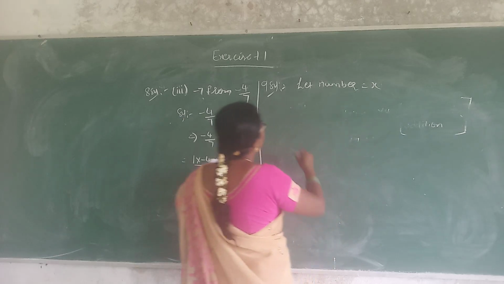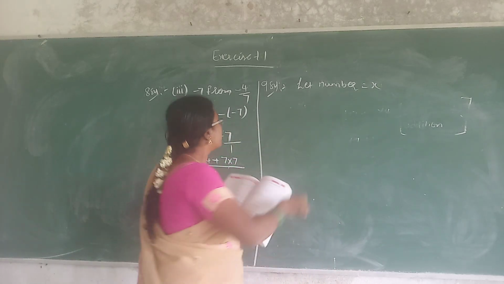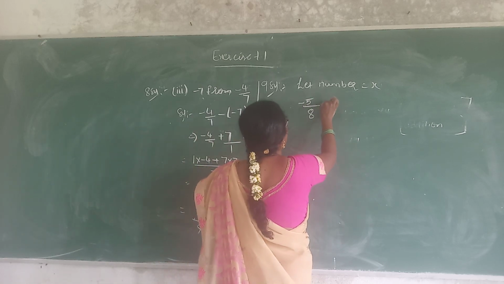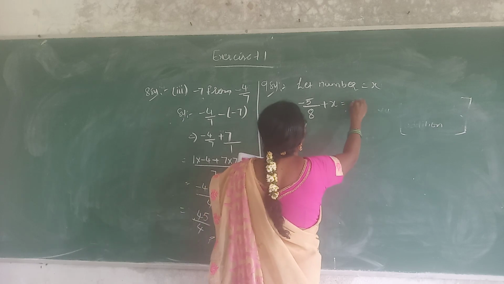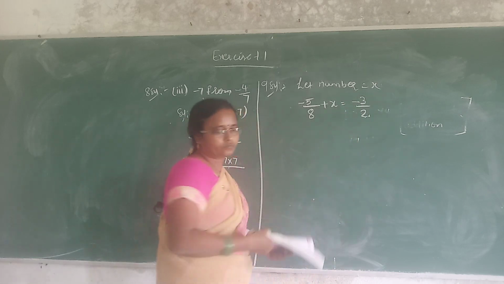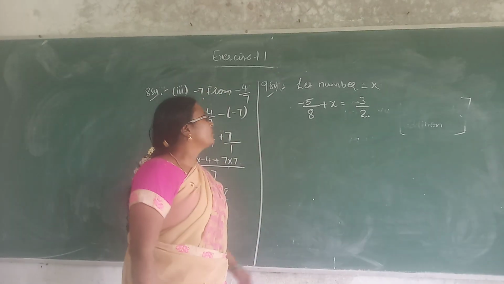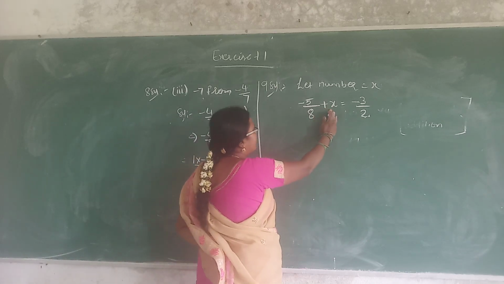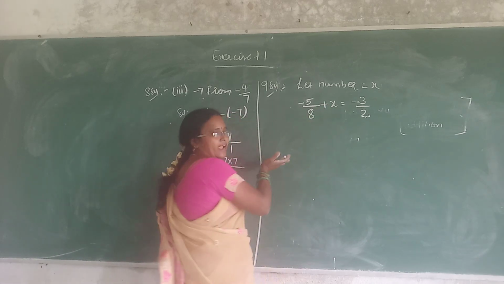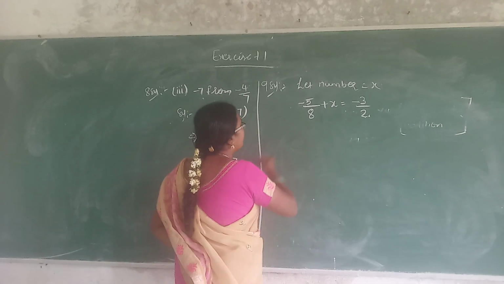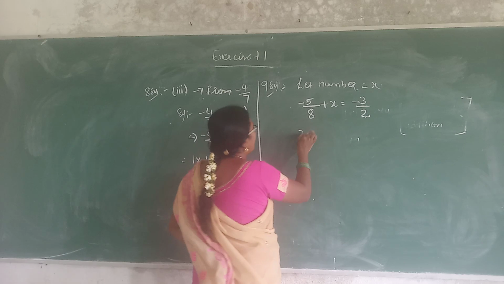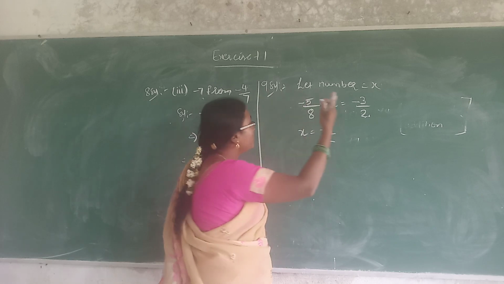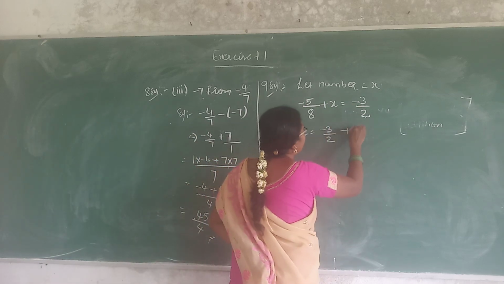According to the problem, the equation is minus 5 by 8 plus x is equal to minus 3 by 2. According to this, we have to find out the value of x. Now, I require the value of x, so whatever is left before x should be removed here. By the cancellation process, x is equal to minus 3 by 2, and transferring this minus 5 by 8 to the right hand side, it becomes plus 5 by 8.